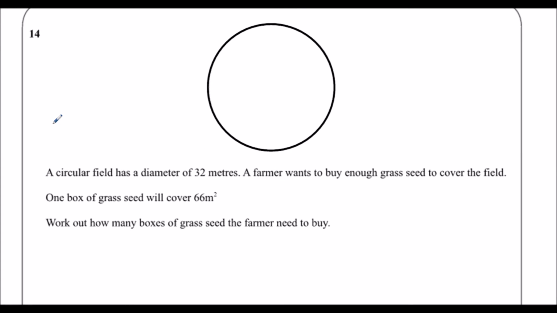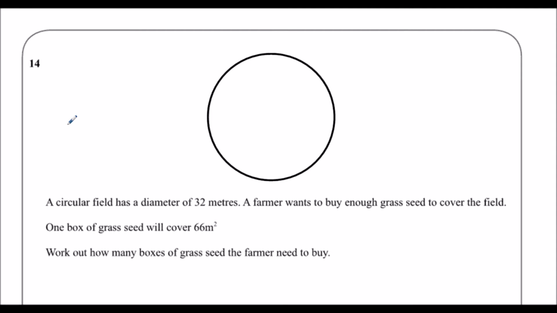Question 14. A circular field has a diameter of 32 meters. So a diameter is all the way across the circle, and a farmer wants to buy enough grass seed to cover the field. So we're interested in the area of the field. 1 box of grass seed is 66 meters squared. How many boxes of grass seed do we need?